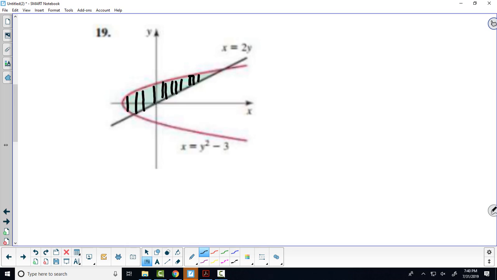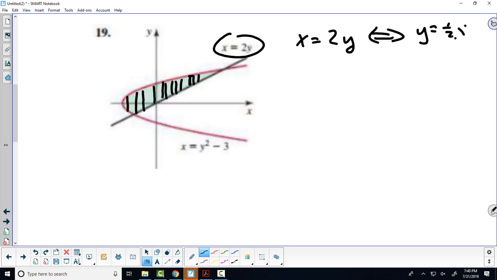Okay? So let's see here. In this case, this function was solved in terms of x instead of y. So we better switch that around. So this is equivalent to this. These are the same lines. The line x equals 2y is equivalent to the line y equals 1/2 x, right? How did I get there? I just solved for y.